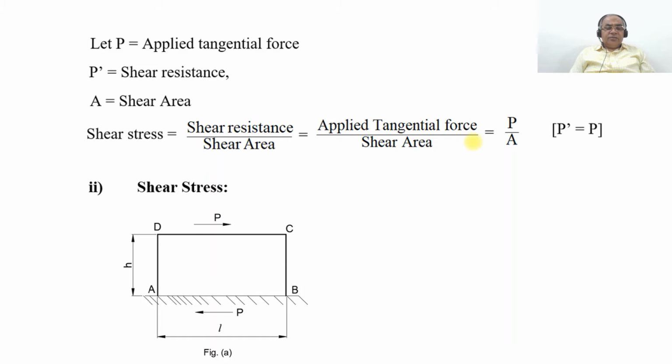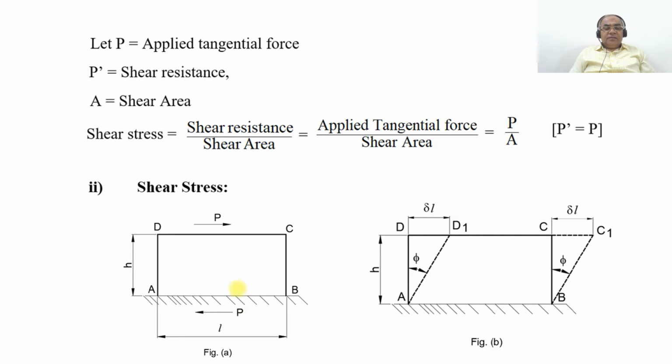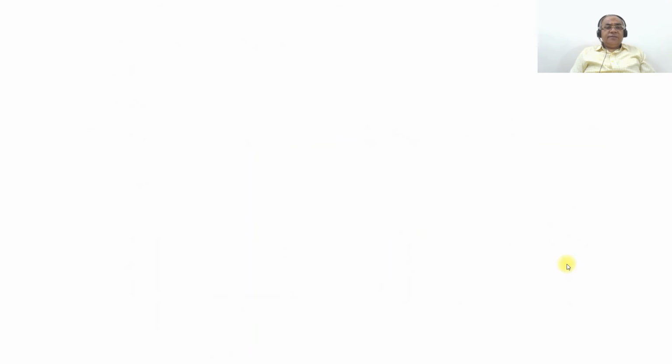Now, when defining shear strain, here you have a member ABCD applied with the shear force P, with height H and length L. Since AB is fixed and P is the applied force at the top, points C and D will be displaced to C1 and D1, whose magnitude will be equal to delta L. The deformation will be delta L, and the angle made by this will be phi, as shown in figure B.